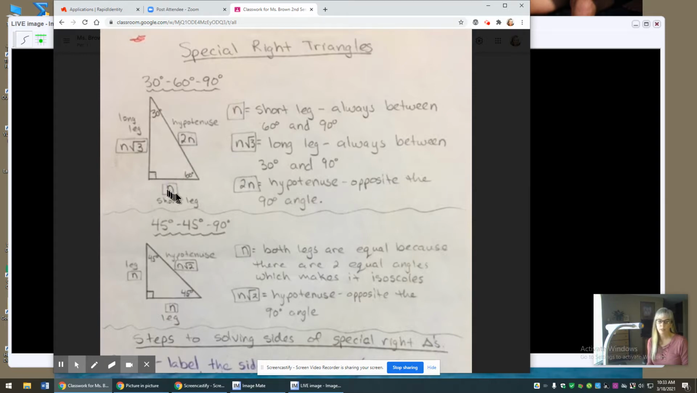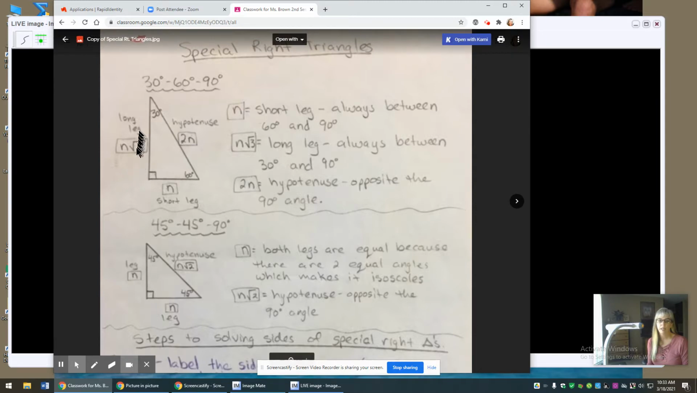Let's put some numbers in place. What if the short leg was 6? That would make the hypotenuse 2 times 6, which is 12. That would make the long leg 6 times the square root of 3. And we're not going to calculate that. It's not particularly useful to give me the estimate. It's much more important to give me 6 times the square root of 3. We don't calculate the square root of 3 when we work with special right triangles.